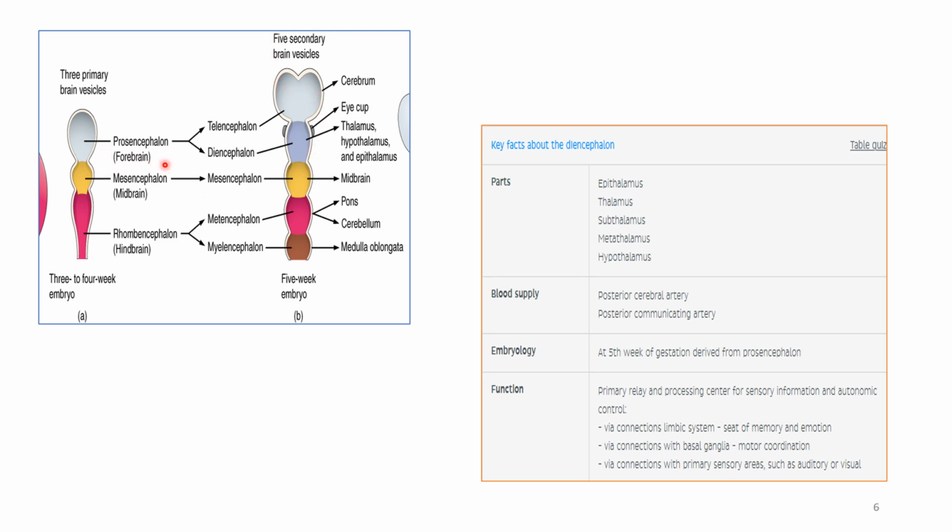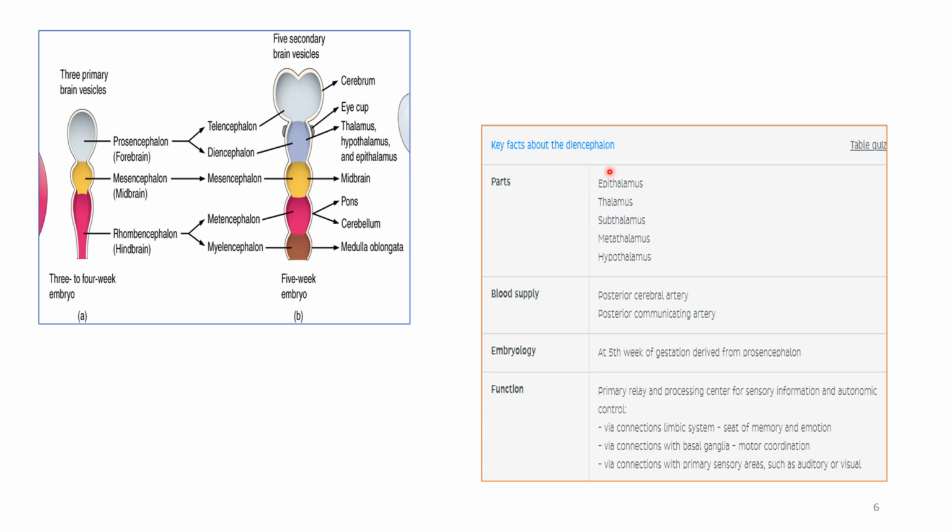So the prosencephalon is divided into the telencephalon and diencephalon. From the telencephalon, the cerebrum will be developed. From the diencephalon, the thalamus, hypothalamus and epithalamus will be developed. From the mesencephalon, the midbrain will be developed. The rhombencephalon or hindbrain divides into the metencephalon, from which the pons and cerebellum will be derived, and the myelencephalon, from which the medulla oblongata is formed.